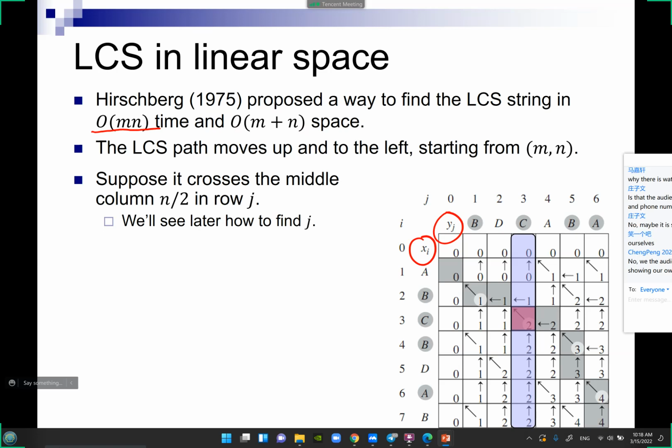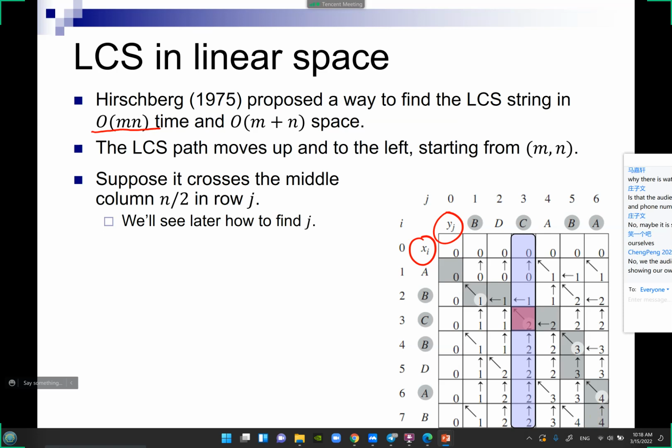The way that we're going to do this is that our observation is that if you look at the LCS, this corresponds to a path in this matrix, so this gray path over here. The path has this property that it starts out in the upper left corner, the beginning of X and Y, and then it has to end at the lower right corner, the end of X and Y.